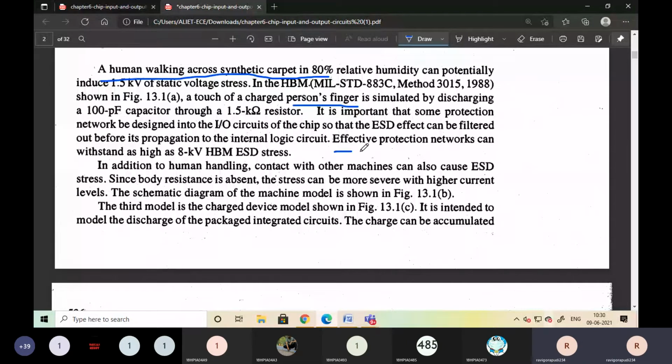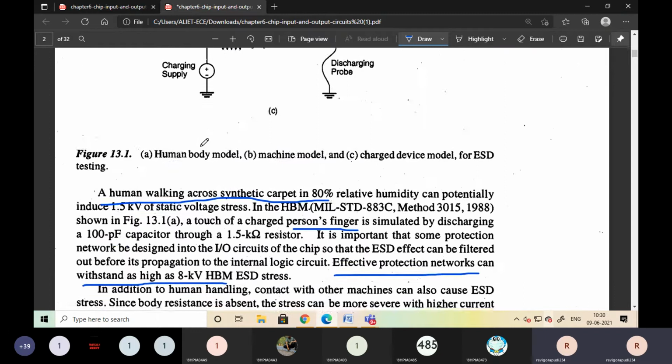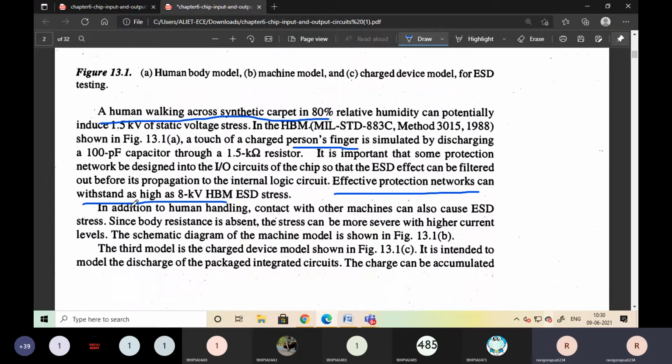Here, an effective protection network can withstand as high as 8 kilovolts of human body model ESD stress. By using effective protection networks, we are able to withstand the human body effect up to 8 kilovolts. You can write this also. By using this, you can reduce the ESD due to human interference. This is the first one.